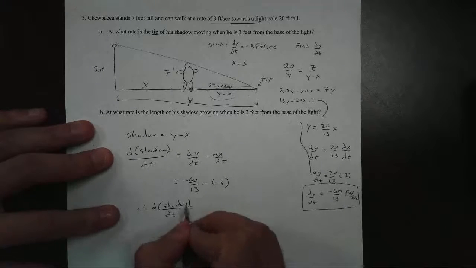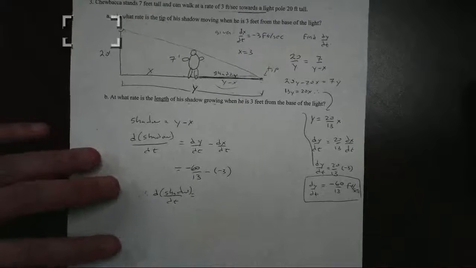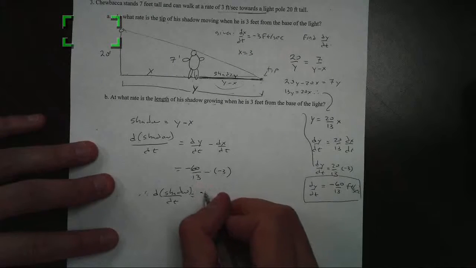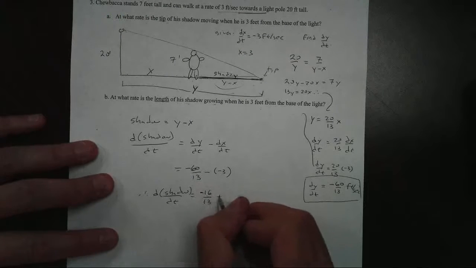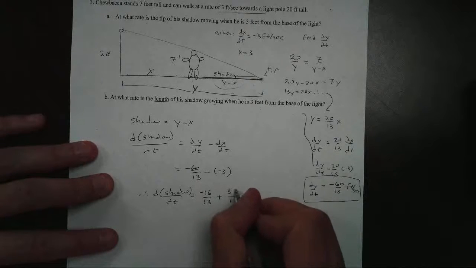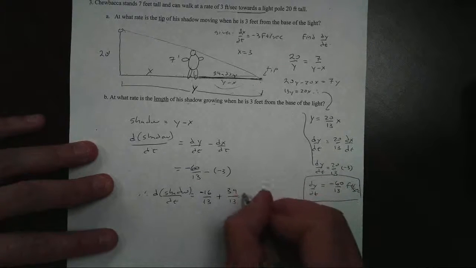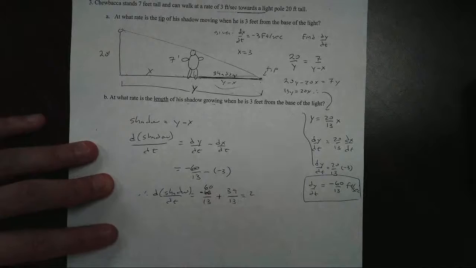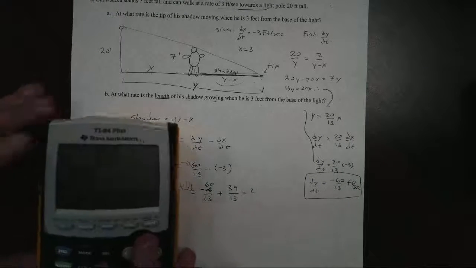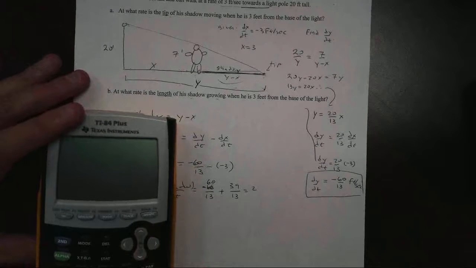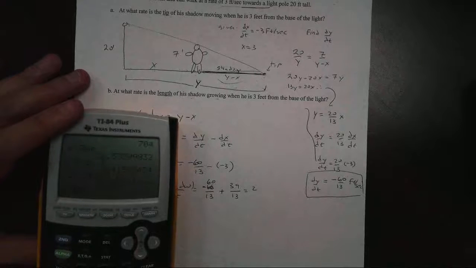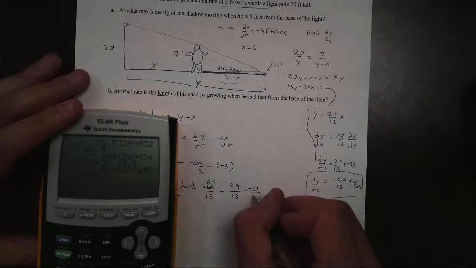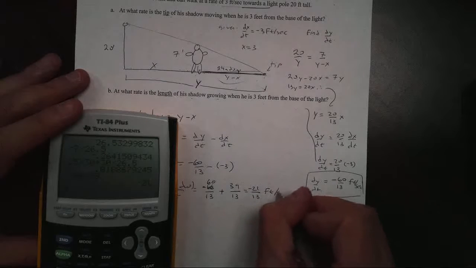d(shadow length)/dt equals, now I'm going to be lazy on this one. I don't need a calculator. I get negative 60/13 plus 39/13. And I don't know what that is. What's that? 20? Did I mess up? Oh, it's negative 60, not 16. There we go. Now I'm getting kind of lazy here, so sorry about that. Negative 60 plus 39, and I get negative 21/13 feet per second.